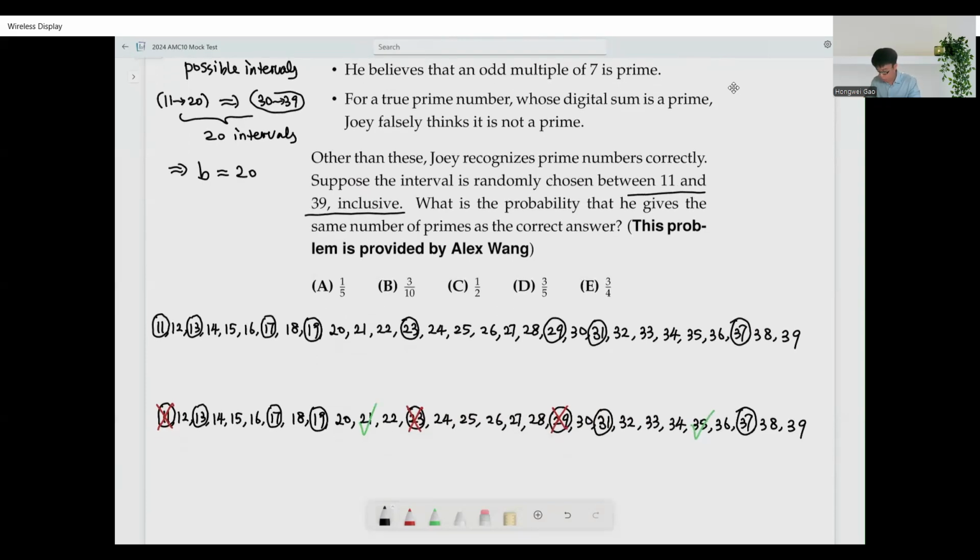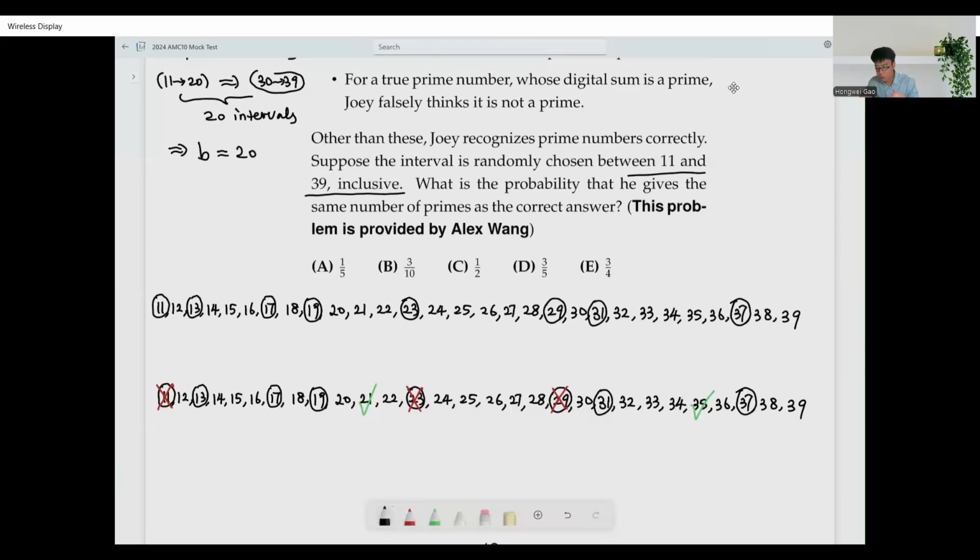I check 21 and 35 with green color. That means it will be included. Joey has a second misunderstanding. He thinks that for a true prime number whose digital sum is a prime, Joey falsely thinks it's not a prime. Let's check how many such prime numbers satisfy this requirement.